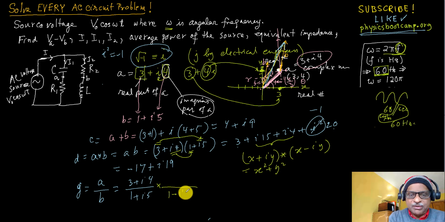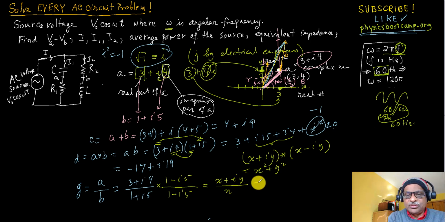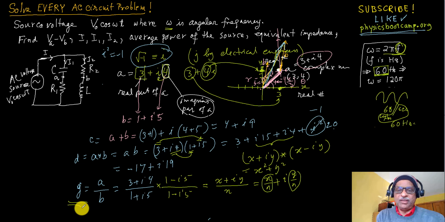Just multiply by that, and so the denominator becomes a real number, and the numerator is just a multiplication of complex numbers. So this will just turn into some x plus iy, and then the denominator will be some number n. It's a real number, and so this is going to be x over n plus iy over n, and so this is another number. This is the real part, and this is the imaginary part of this number g. So that's one way to divide it.